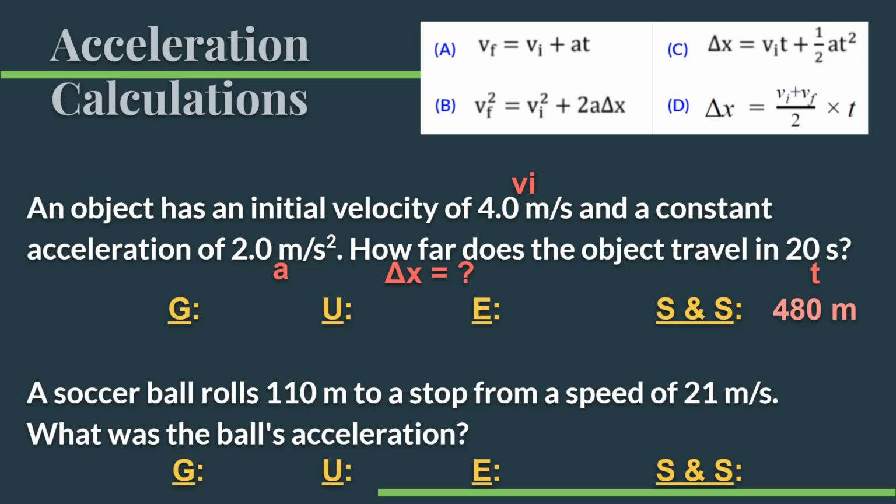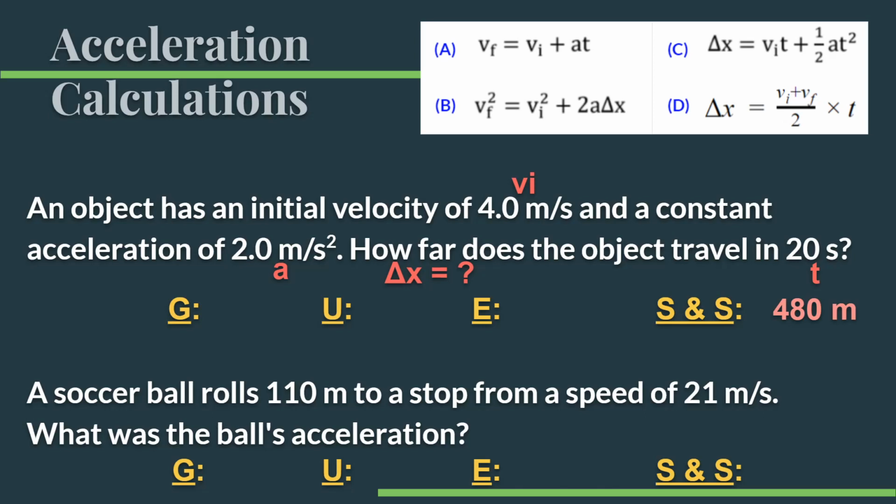Okay, but before you do that one, I want to now take a look at the second one and see if we can label that one. We're going to label them both, and then you can work on them at your own pace. The second question says, a soccer ball rolls 110 meters to a stop from a speed of 21 meters per second. What was the ball's acceleration?